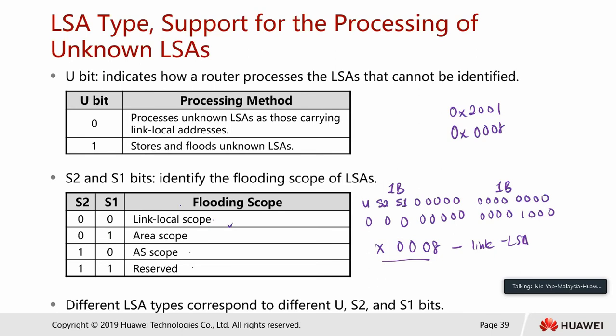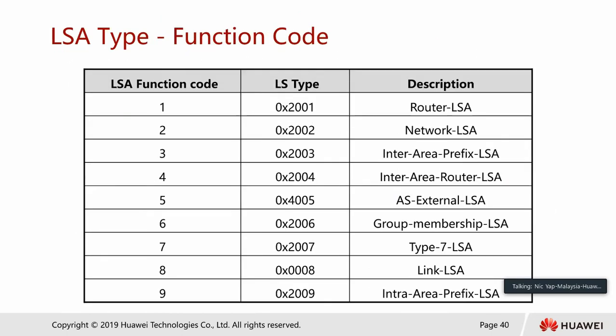So let's have a look from here. Do you know how to differentiate this? This is the LSA function code from 1 to 9. 1 is router LSA, 2 is network LSA, 3 is inter-area prefix, 4 is inter-area routers, 5 is AS externals, 6 is group membership, 7 is type 7, 8 is link LSA, 9 is intra-area prefix LSA. So actually, these are the 2 that were added in. The rest they already have. Number 6 is more into the multicast portion, the group membership LSA.